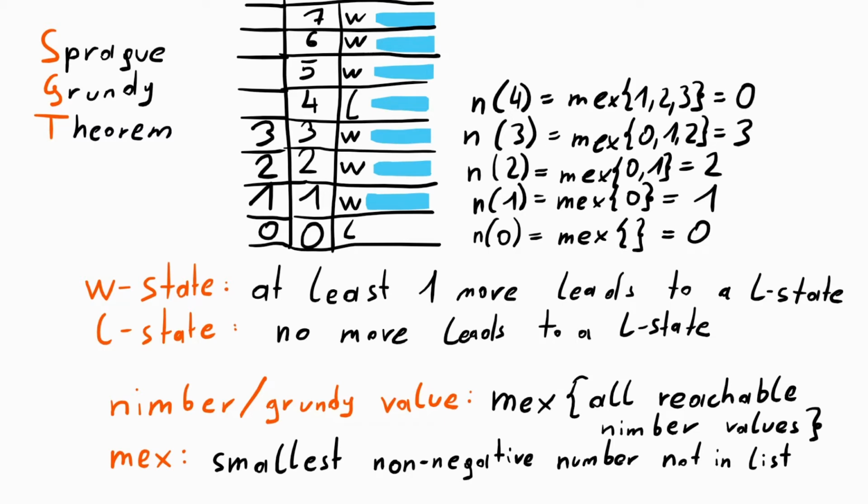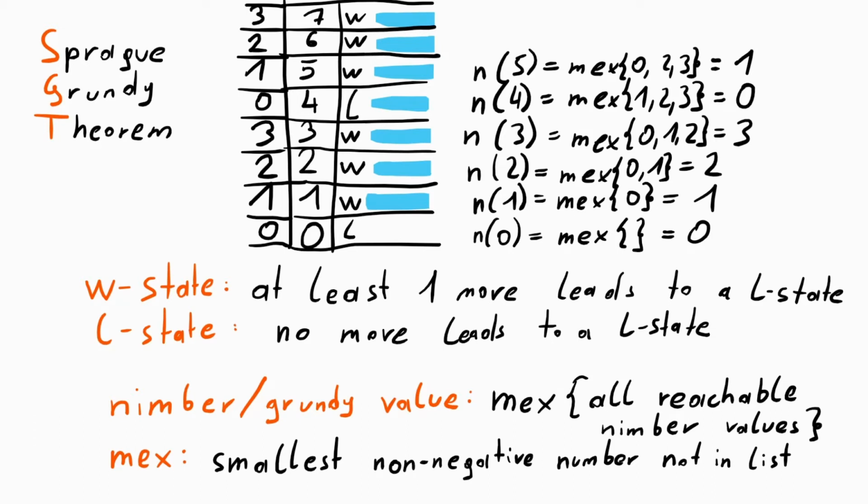For 5, it is the mex of 0 to 3, because we can reach the state with 4 blocks, which has the nimber 0, or we can reach the state with 2 blocks, which has the nimber 2, and the state with 3 blocks, which has the nimber 3. And here 1 is the smallest non-negative number that is not in the list. And in the same way you can compute the nimbers of 6 and 7, which are 2 and 3.